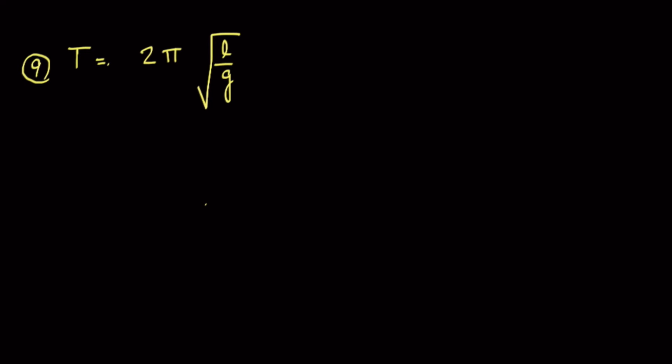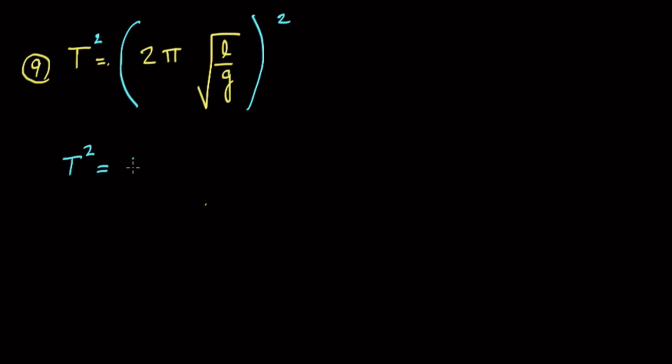Now when I square the right side of the equal sign here, I can't just square the L over G. I have to square every single term. And we know that T, that's easy. I'll just square that T. So I end up with T squared equals, I have to square the 2, I have to square the pi, and then I have to square the square root of L over G.